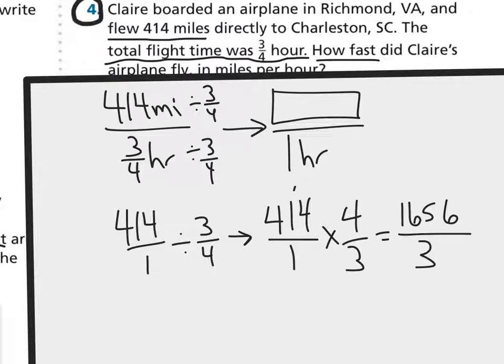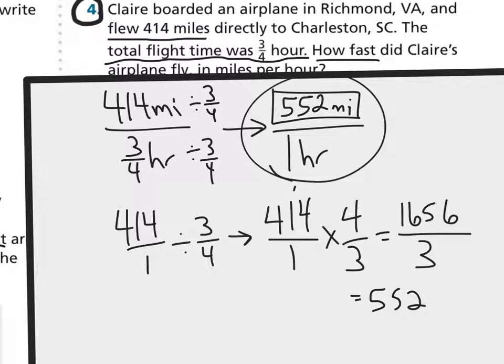So 1656 over 3, and if you divide that out, is 552. So 552 miles per hour. And if you want to say mph for miles per hour or something is fine also. And that might seem crazy. But yeah, planes can go pretty fast. So even though it might seem like that's not reasonable for an airplane, it is reasonable.